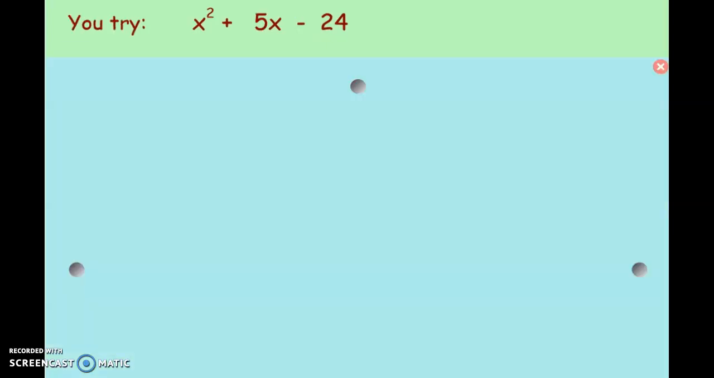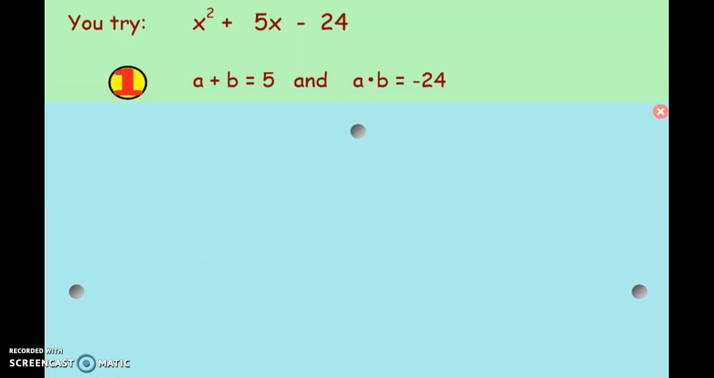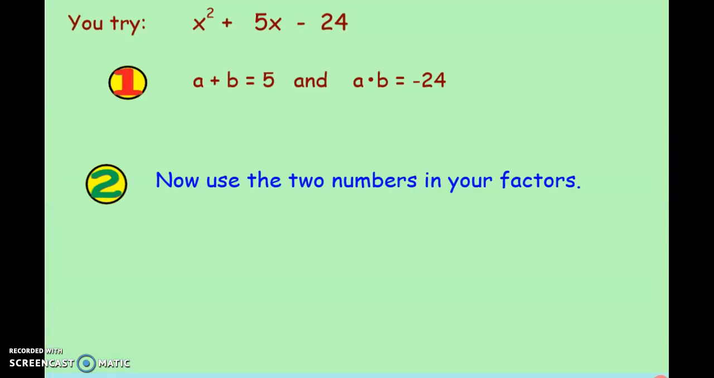You try. Again, remember, we're looking for two numbers that add up to a positive 5, and that when they multiply together, you get a negative 24. Now you use your two numbers in your factors.